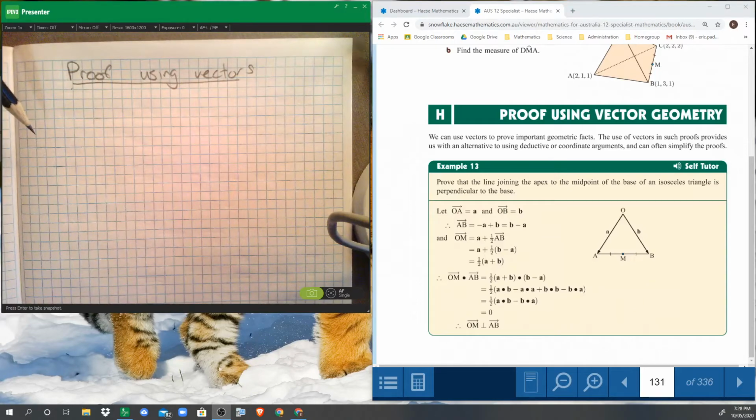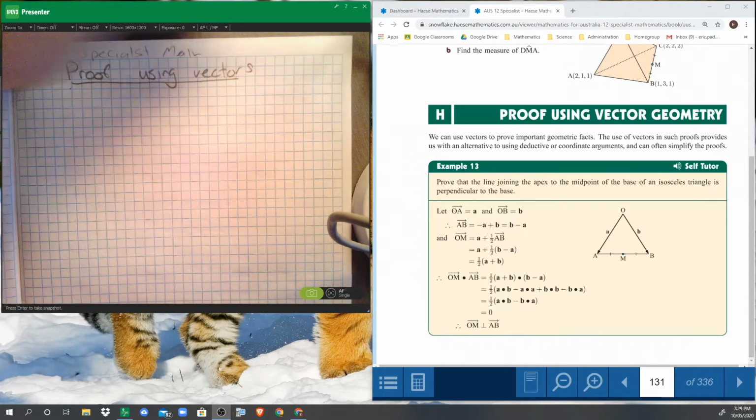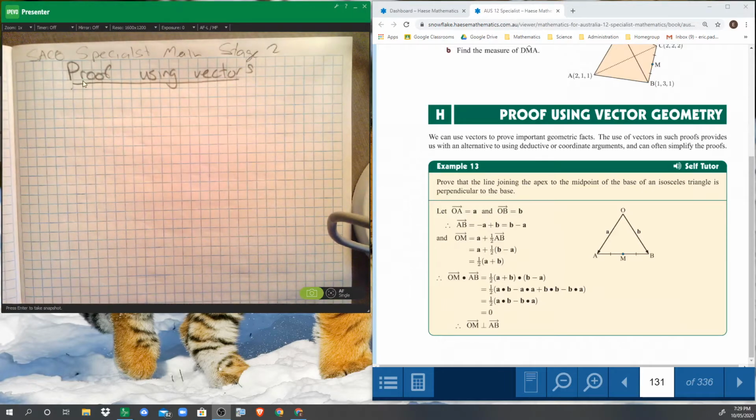Okay, we're doing a video now on Specialist Maths, Stage 2, proof using vectors. So we just have a few questions based on some of the skills that we've done so far. Okay, so let's have a look at some of these questions.